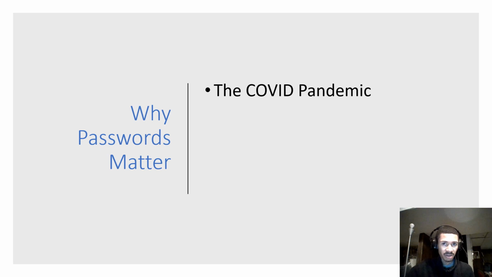So why do passwords matter? The first thing I want to mention is the COVID pandemic. The pandemic has really changed the internet overall because everything has been moving online. People are working online, and as such, there are going to be more hackers online. They want your information, they want to gain access to your sensitive data so they can do what they want with it. So we want to make sure that we stay on track of things, because this pandemic hasn't really helped the situation with password security overall.